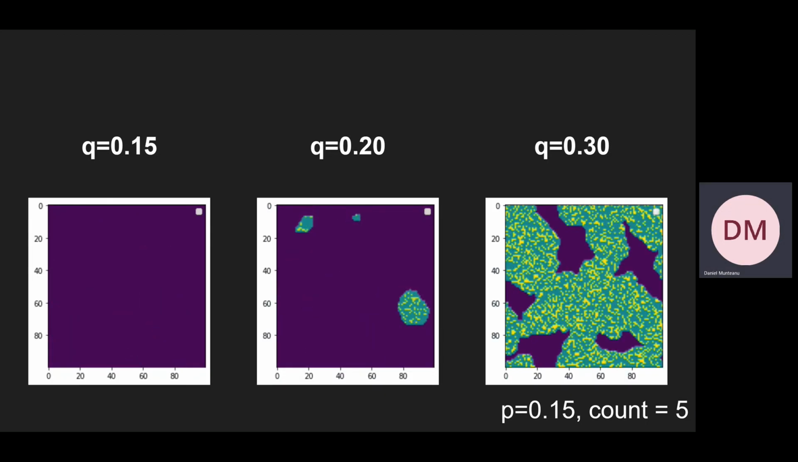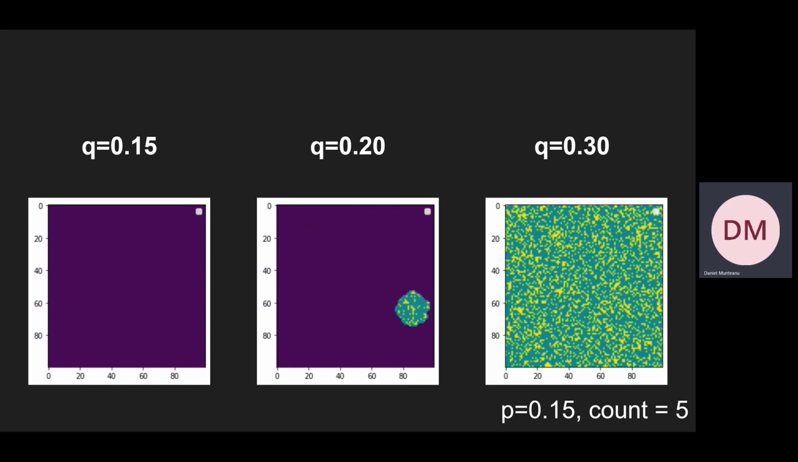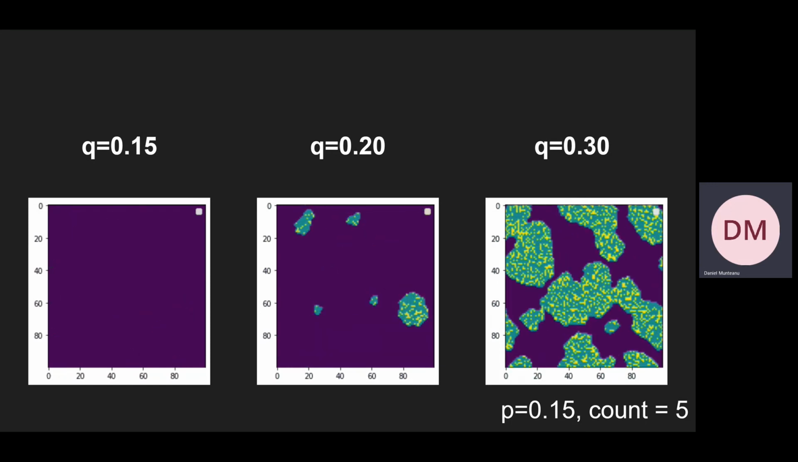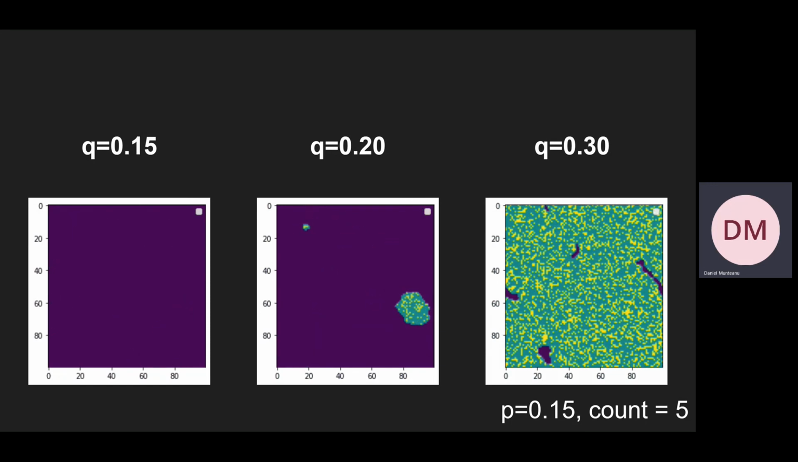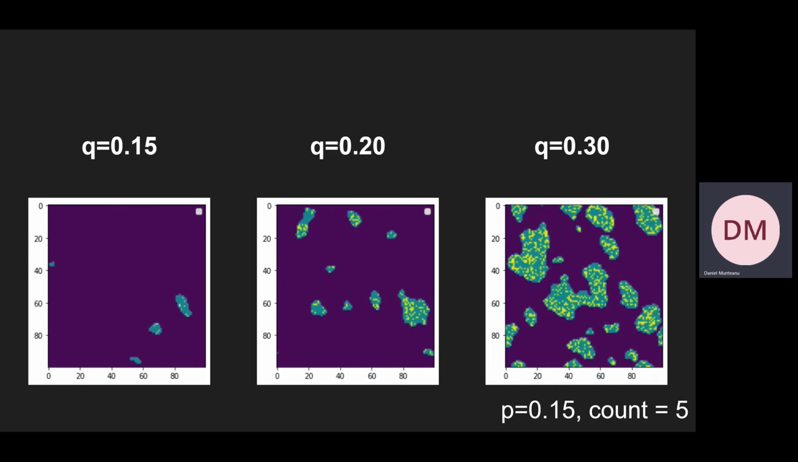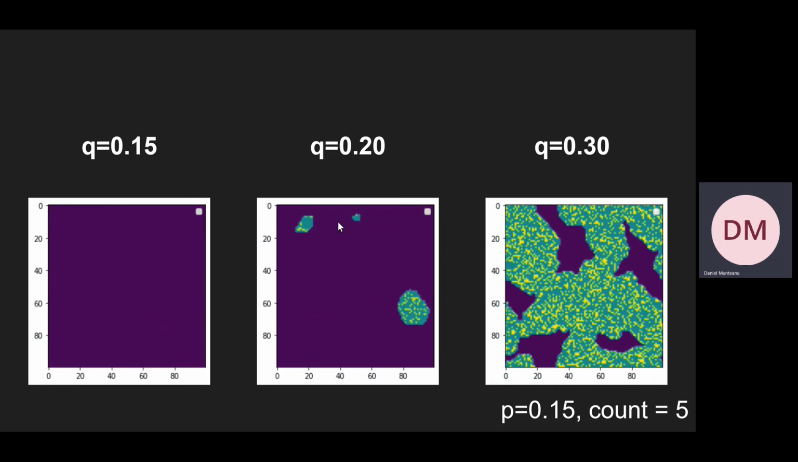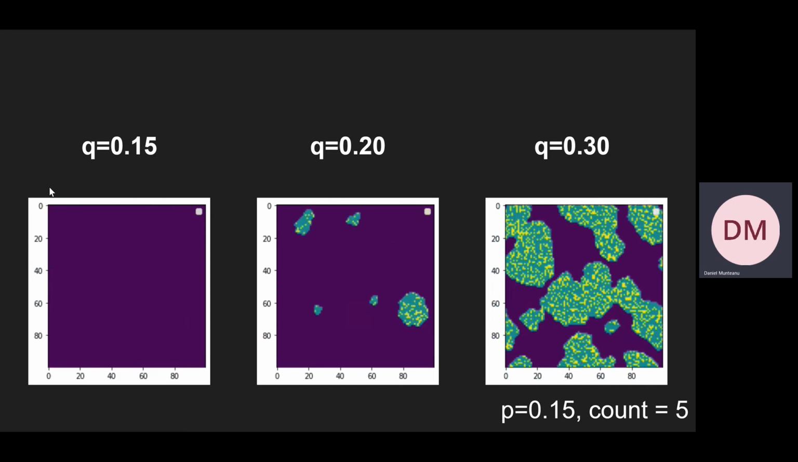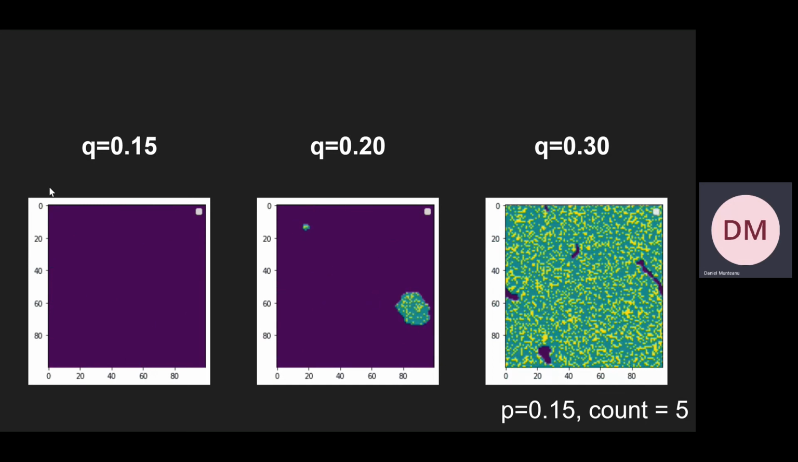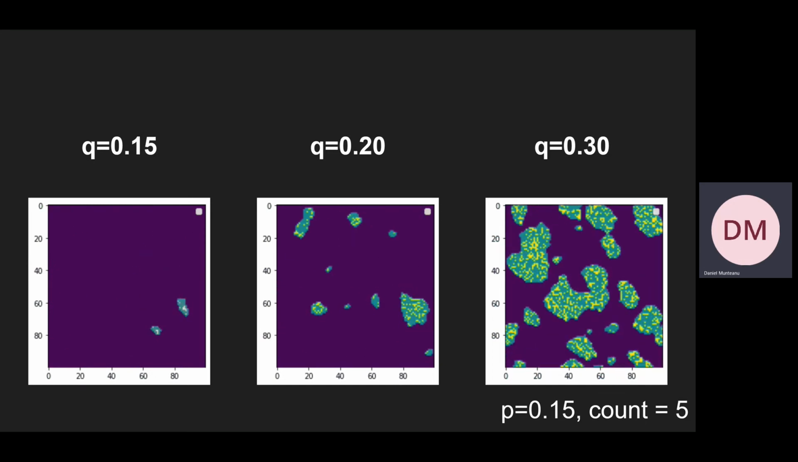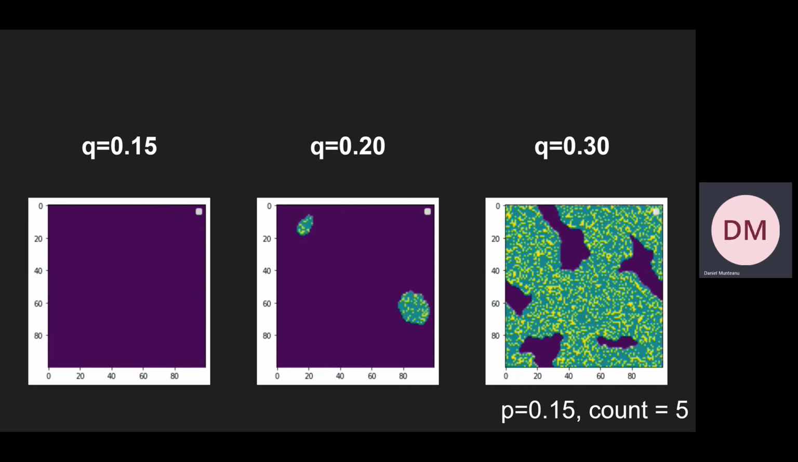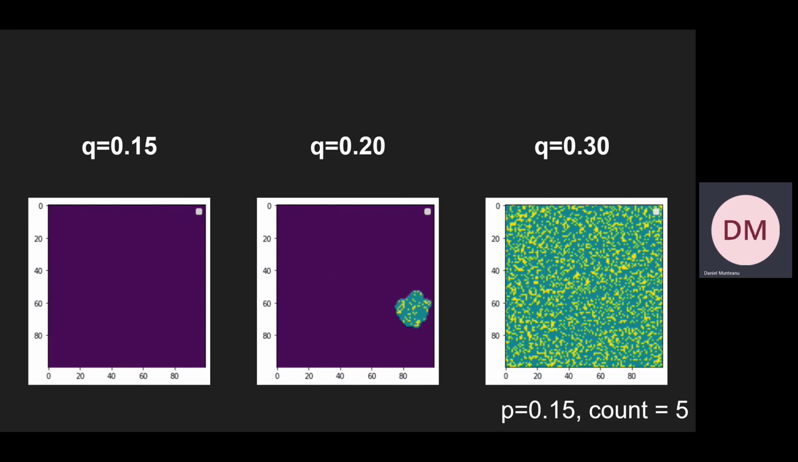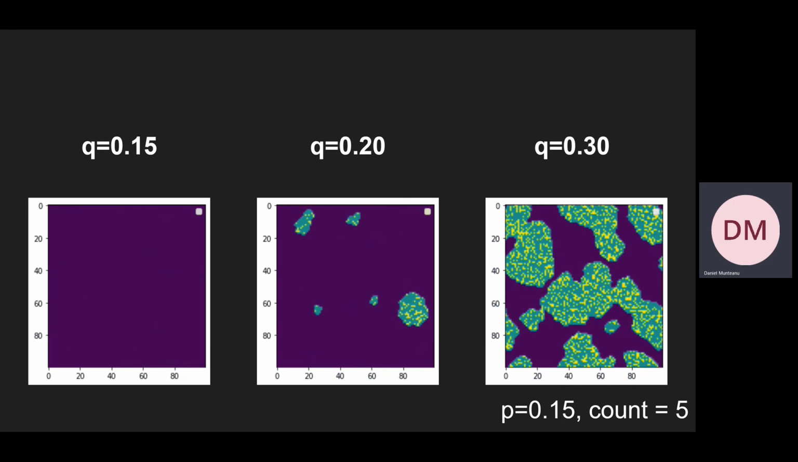And here is the same thing with the Q probability. This is the chance that a given cell will turn severe in a given turn. And here you see much the same thing, where if Q is low, you don't have enough cells becoming severe in a given turn, right? So the score doesn't get up high enough, and the disease fizzles out.